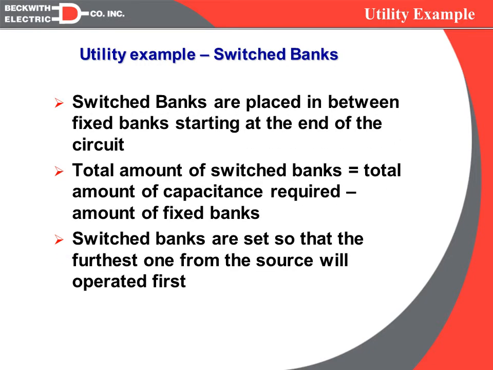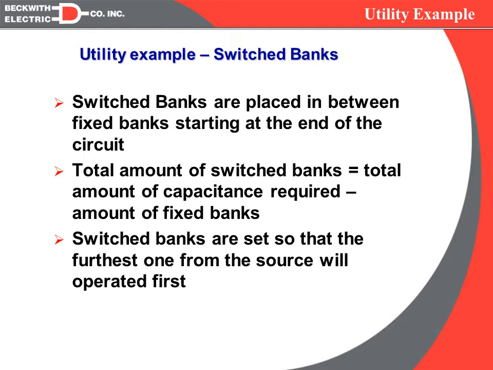Some utilities look at a fixed bank as summer, winter. This utility looks at a fixed bank as just that, on at all times. The remaining amount of VAR flow is going to be made up with switched banks. So, with the switched banks, the total number of banks required is going to be the total amount of capacitance required minus the amount being supplied by the fixed banks. That tells us the total amount of VARs we need, and then we can divide that by the size of the bank to determine the total number of banks that we're going to use.